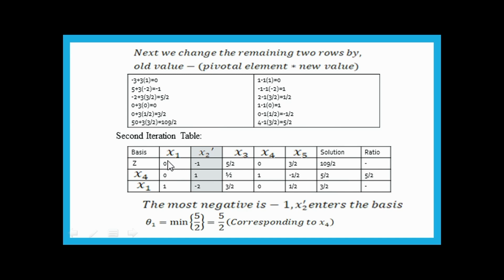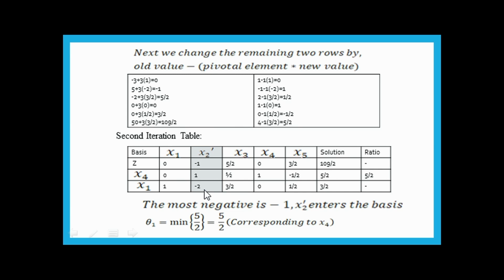So the basis values are x1, x2 dash, x3, x4, x5. These are the variables. Here the basic variables are z, x4, x1. Now the z row is changed into 0, minus 1, 5 by 2, 0, 3 by 2. The solution is 109 by 2. Next the x4 row is changed into 0, 1, 1 by 2, 1, minus 1 by 2, 5 by 2. The x1 row is changed into 1, minus 2, 3 by 2, 0, 1 by 2, 3 by 2.